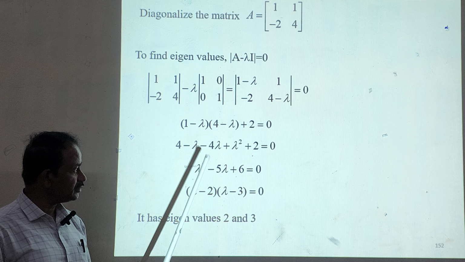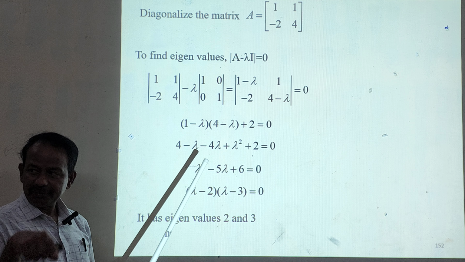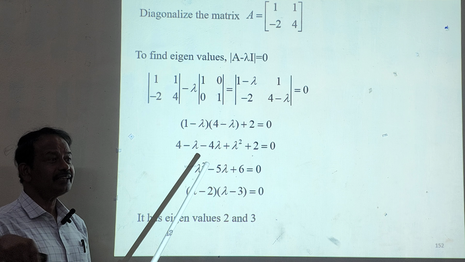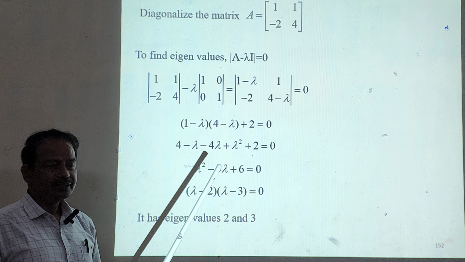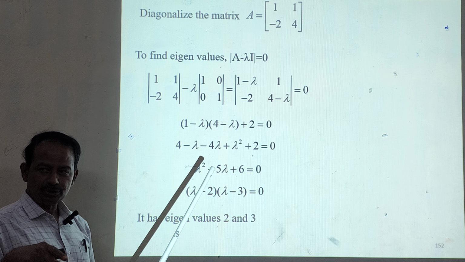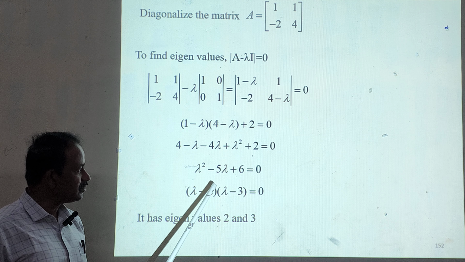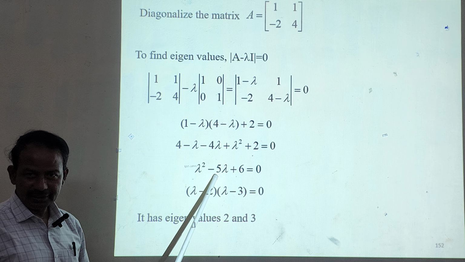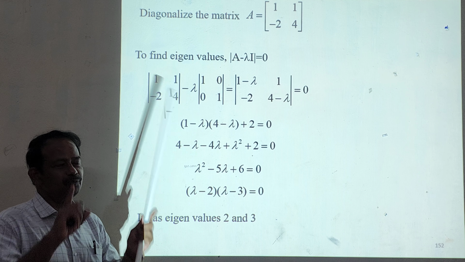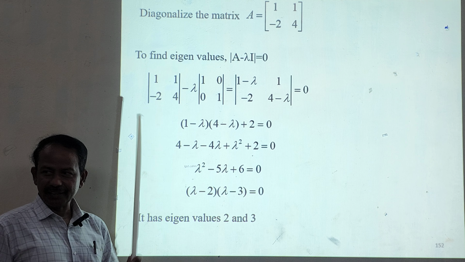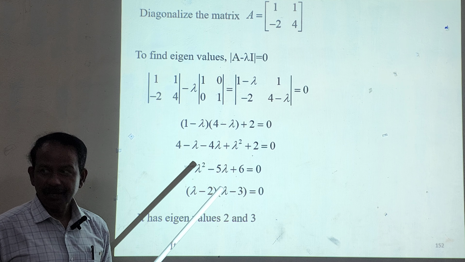So 6 can be factorized into minus 3 multiplied by minus 2. Okay, minus 2 multiplied by minus 3. So 2 3s are 6. Minus 2 minus 3, that will be minus 5. See, minus 5. Okay, so 2 and 3 are eigenvalues. So first step is over. We have found out the eigenvalues. Next step will be eigenvectors.